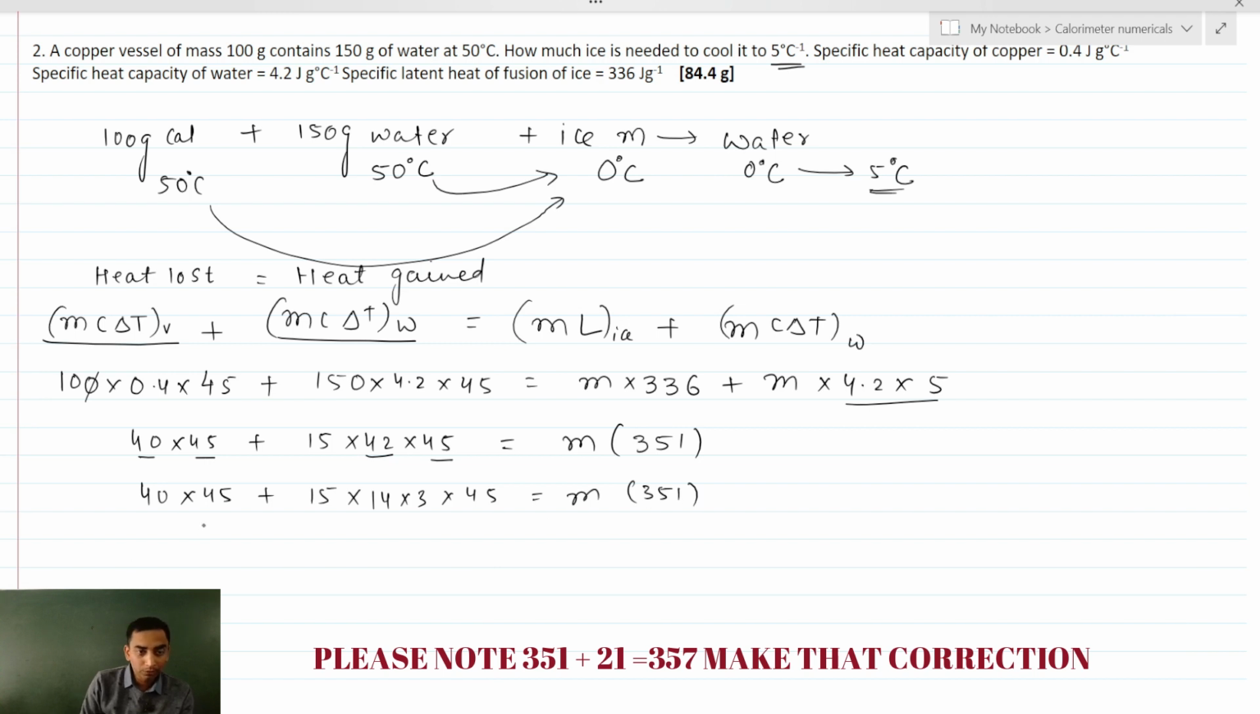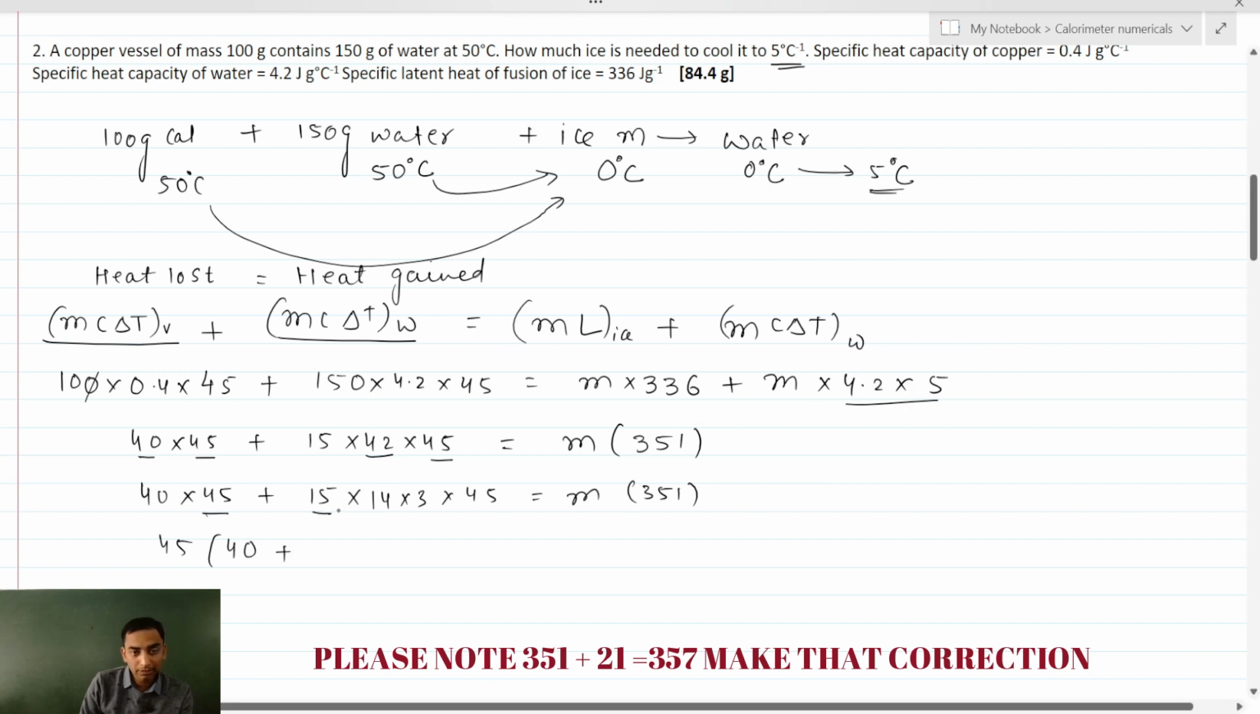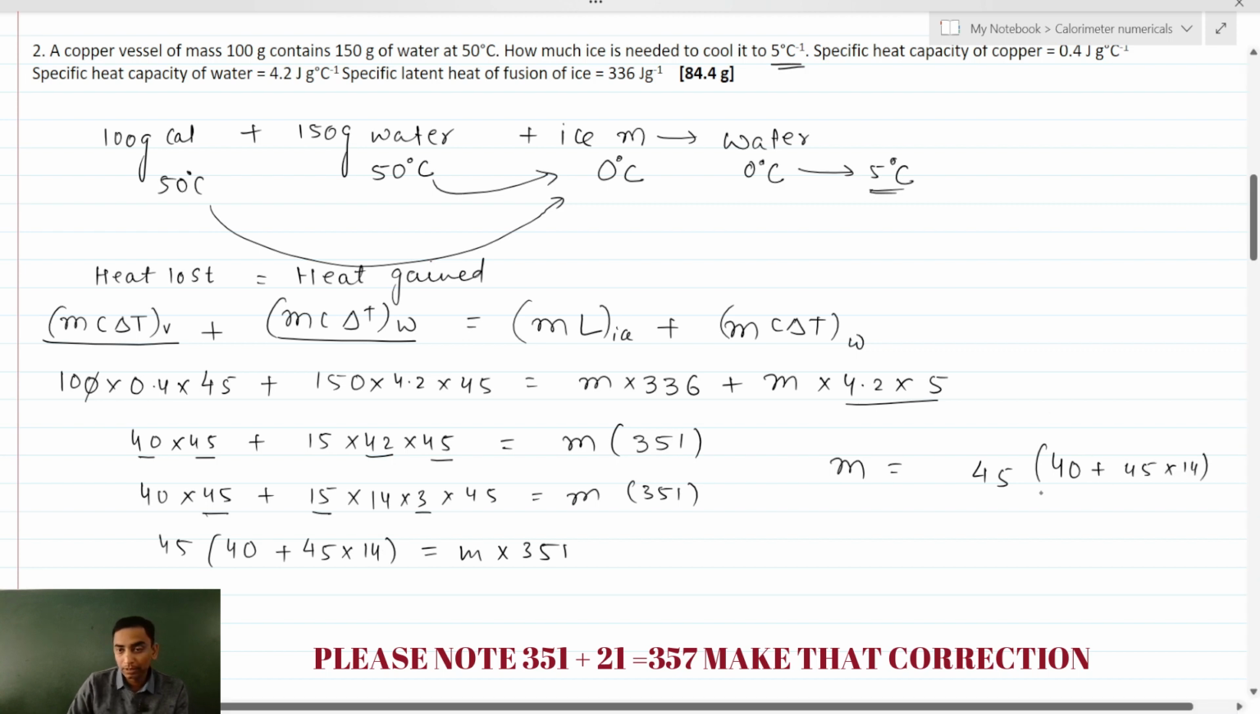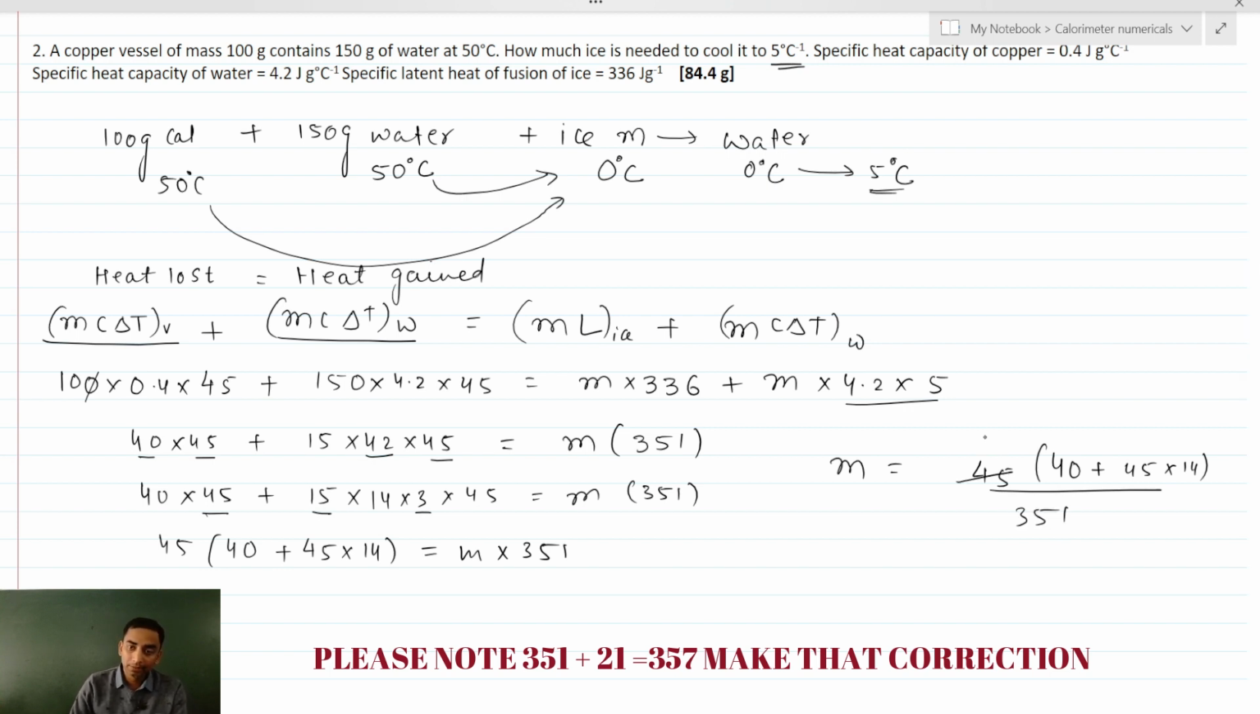That is up to you. So 45 is common from here. So this is 40 left, plus again 45 being pulled outside, so 145 left into 14. That is m into 351. So now m is equal to 45 times 40 plus 45 times 14 divided by 351. Now I can narrow down to, say, 15.